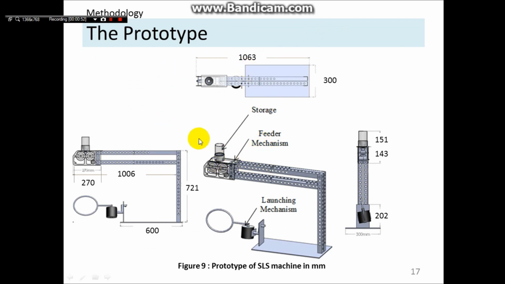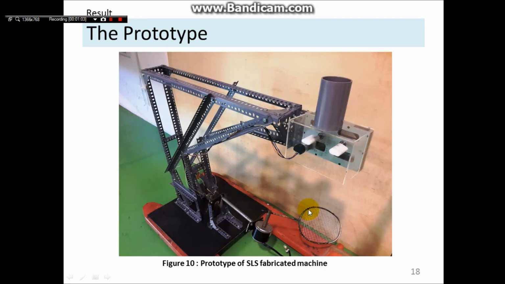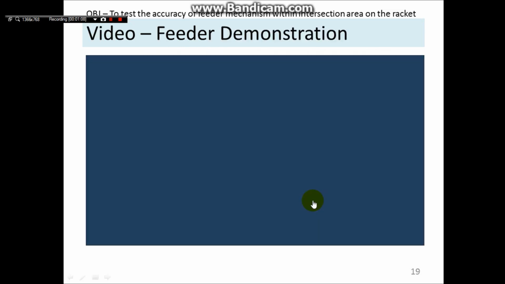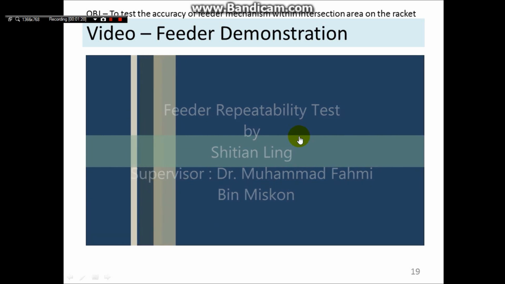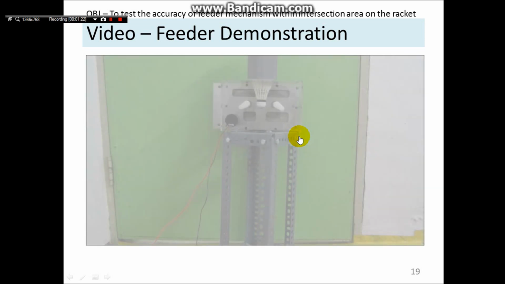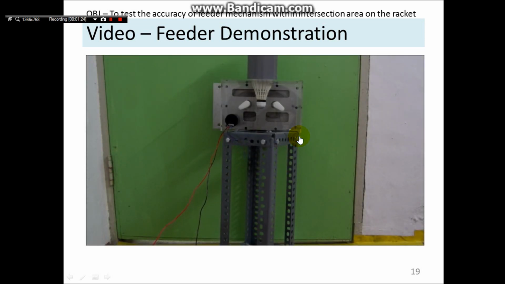This is the prototype drawn using SolidWorks, with all the dimensions of the machine in millimeters. And this is the real prototype fabricated. Let me show you the video for the demonstration of the feeder mechanism. This video is recorded to test the accuracy of the intersection between the racket and the shuttlecock.